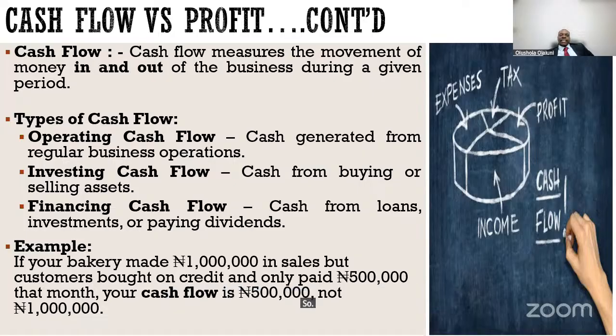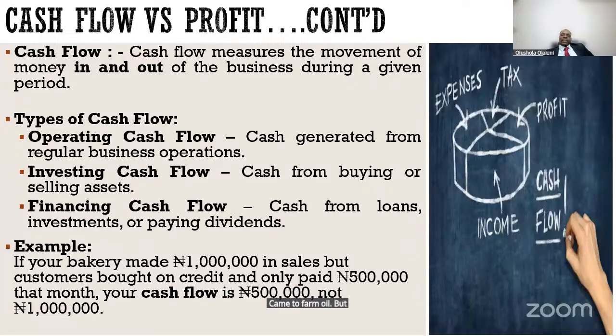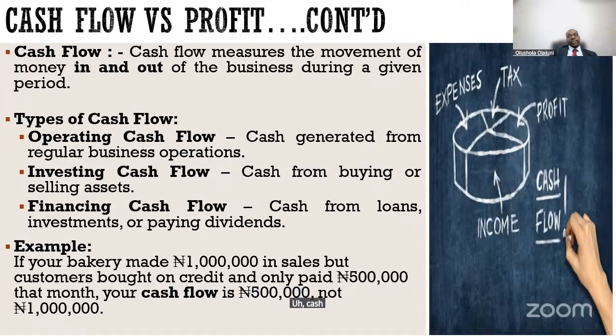So basically, I had money. I had sold. I record in my books, I have sold so number of kegs of palm oil. But where's the cash? The cash is with the people I sold them to. So at times I'm profitable, but I don't have cash, and I'm unable to quickly turn over the cash to buy other stocks. So that's why we need to understand our cash flow system.